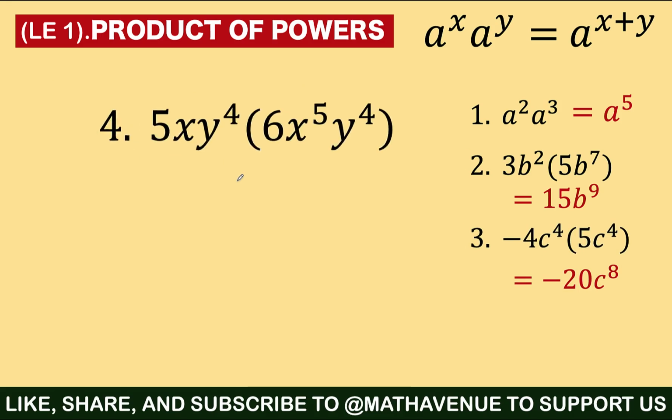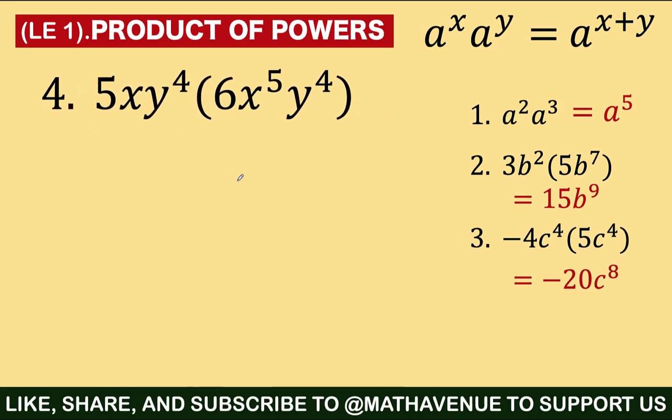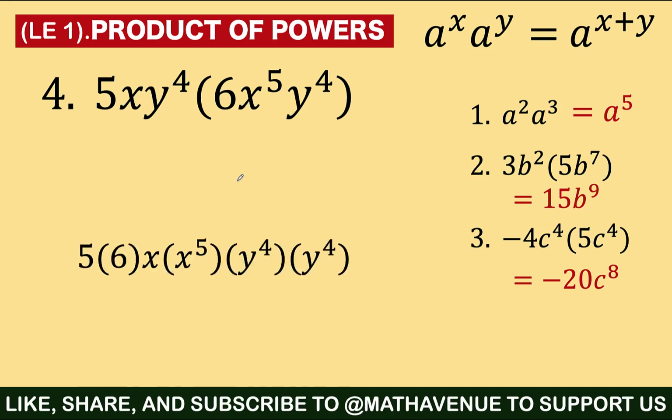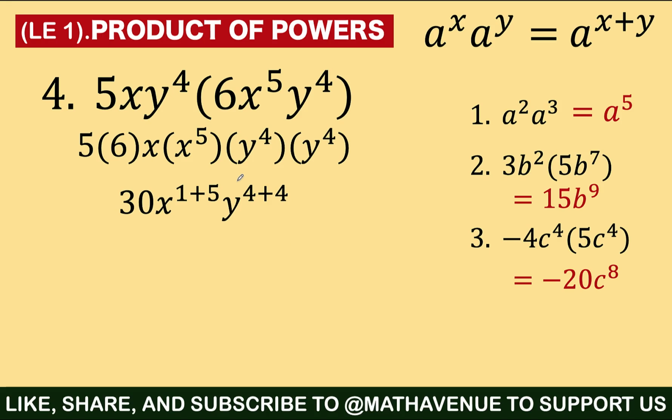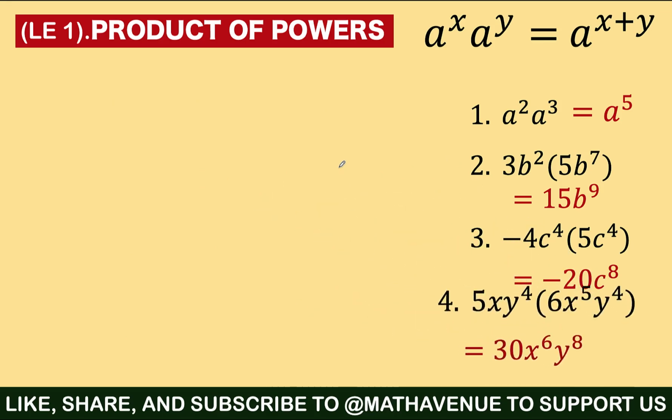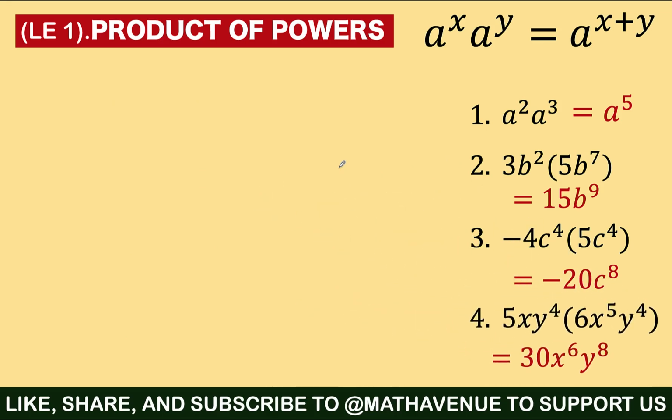And for problem number 4 in law of exponent number 1, we have 5xy to the 4th times 6x to the 5th y to the 4th. Again, let's rearrange and regroup. So 5 times 6 is 30. x times x to the 5th is x to the 6th. Notice that x and x are together, y and y are also together. So y to the 4th times y to the 4th is y to the 8th. So our final answer is 30 x to the 6th y to the 8th.